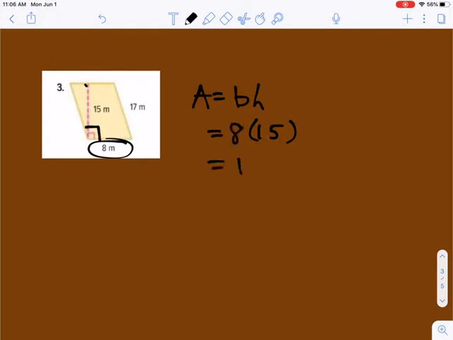8 times 15 is 120, and then it would be meters squared because it's 8 meters times 15 meters, and then you get meter times meter, which gives you meter squared.